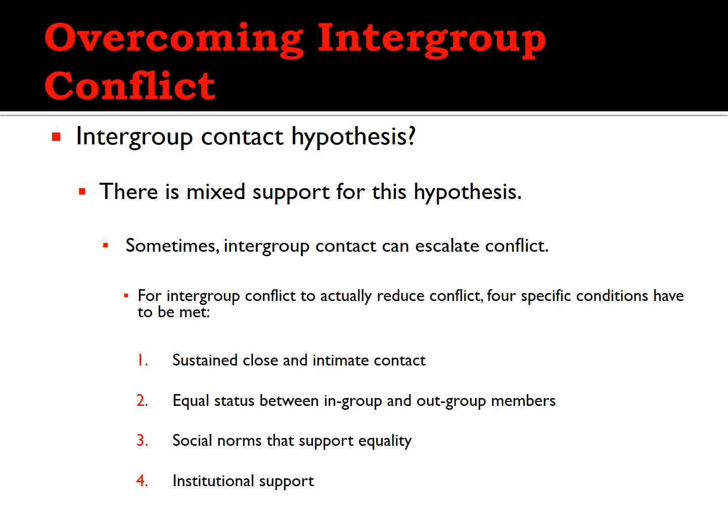Finally, there has to be institutional support for intergroup contact. Without this support, different groups often don't come together. This institutional support can come from educational institutions, government institutions, or religious institutions.